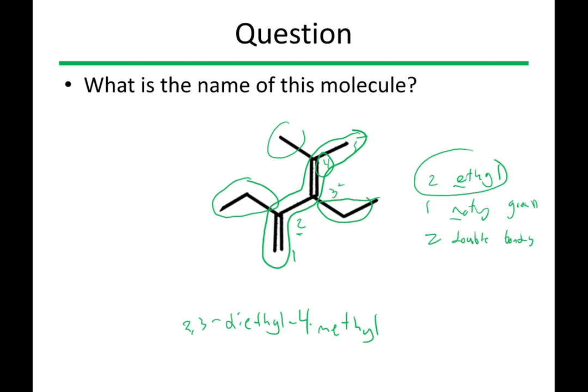And then for the diene, we have to say the position of those bonds, so they start at 1 and 3, so this will be a 1, 3. And since we have 5 carbons in the parent chain, this is a pent. So penta, and 2 of the double bonds, so di, and then the ene for the suffix. So we have 2,3 diethyl, 4-methyl, 1,3 pentadiene.